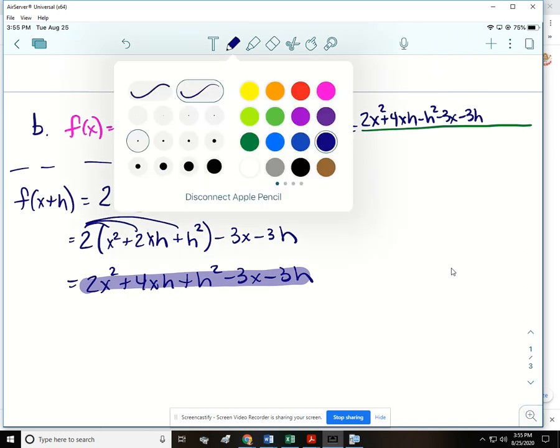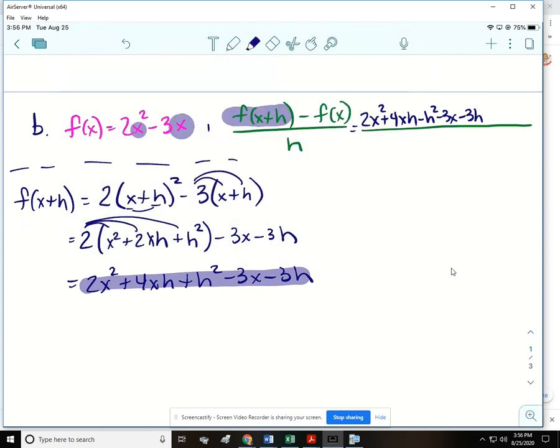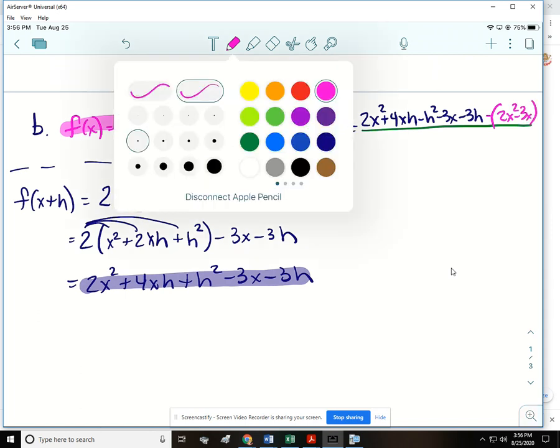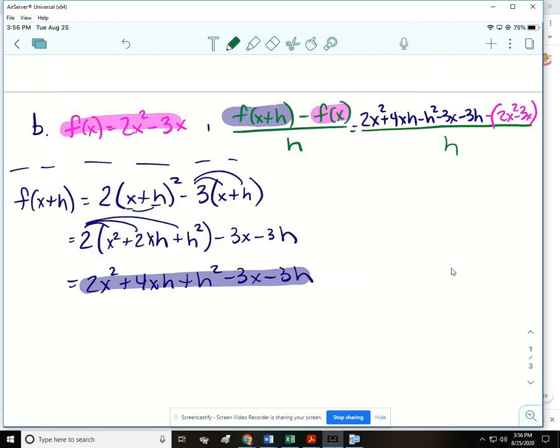Alright, so now I'm going to work with the second part. The second part tells us that from that, we're going to subtract f of x. So f of x is just this original problem. So all I have to do now is subtract f of x. So I'm going to subtract 2x squared minus 3x. And then all that is over h.